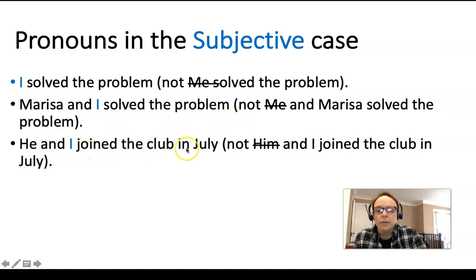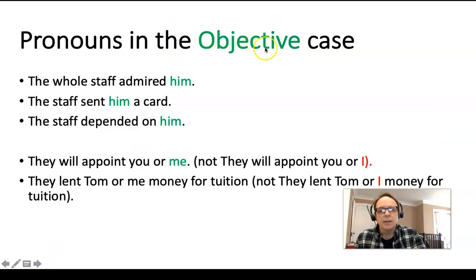He and I joined the club in July. So again, these are subject pronouns, he and I, not him and I. Even though that might sound correct, him is more used as the object of a sentence. It was given to him. These are things that are not going to really cause a lot of miscommunication, but sometimes they can. And this is probably the most difficult one, determining the case.